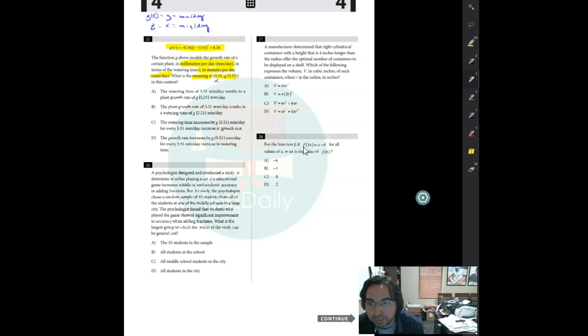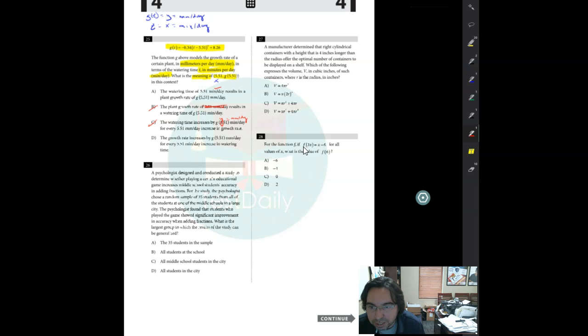So as I start to look at my answer choices, I see that the watering time of 5.51 minutes per day checks out. The plant growth rate of 5.51 millimeters per day does not check out. Those units do not belong together. The watering time increases by g, a function of 5.51 minutes per day. Well, no, g of the function of 5.51 minutes per day is suggesting the y unit, which should be paired with millimeters per day. Because remember, the function of g is the same thing as y, so that is out. So B and C are out.